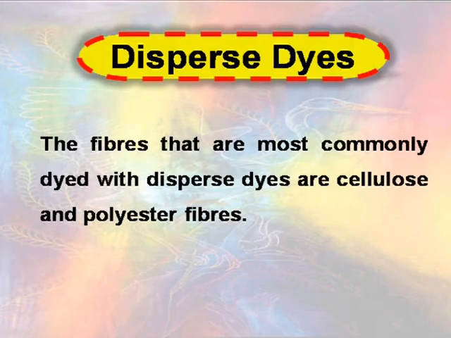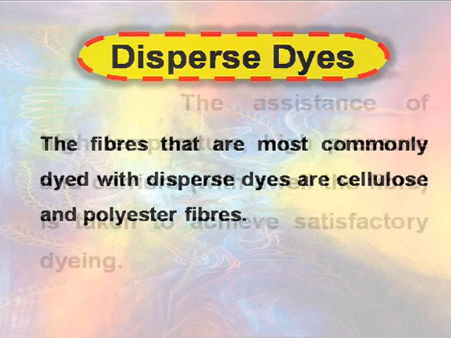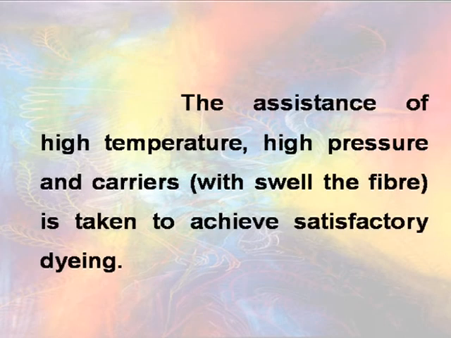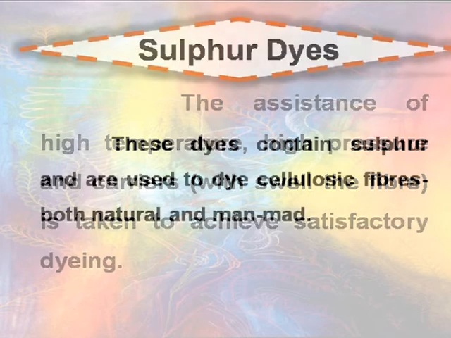Disperse dyes. The fibers that are most commonly dyed with disperse dyes are cellulose and polyester fibers. The assistance of high temperature, high pressure, and carriers is taken to achieve satisfactory dyeing.